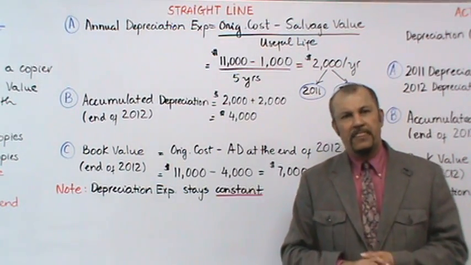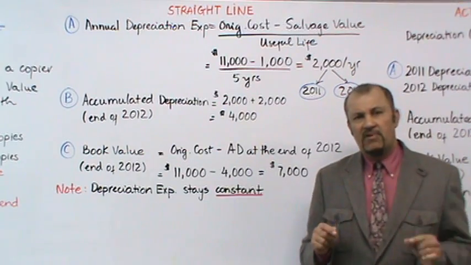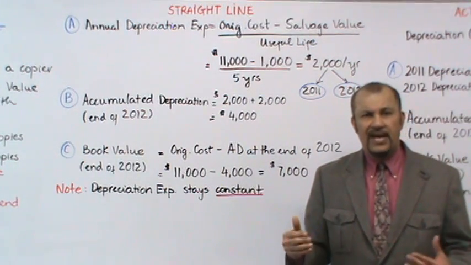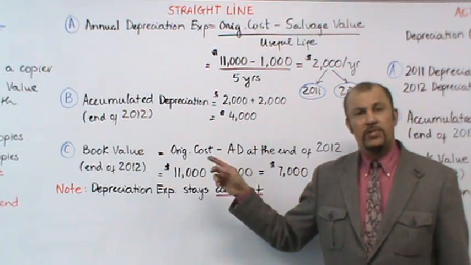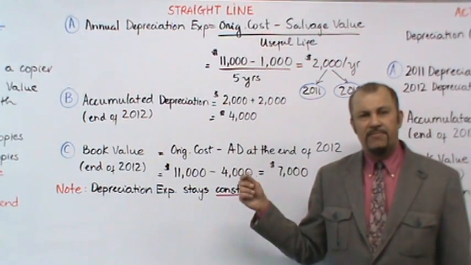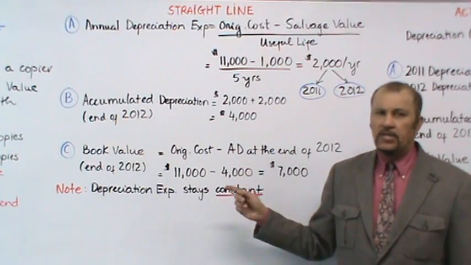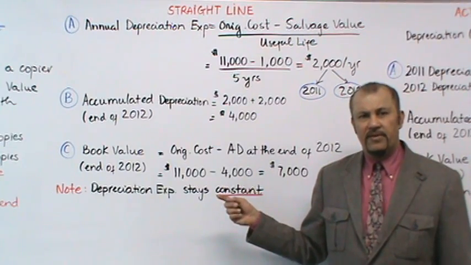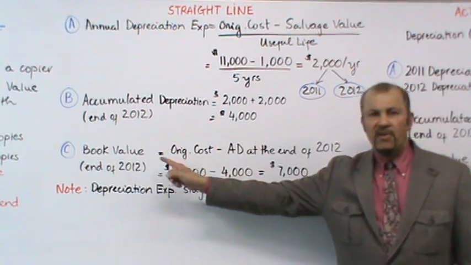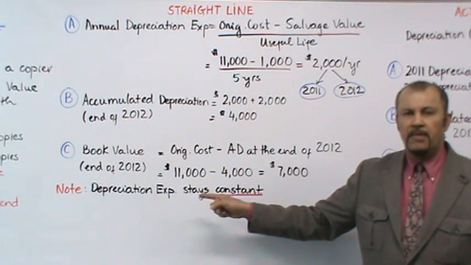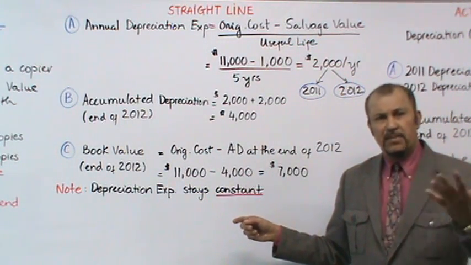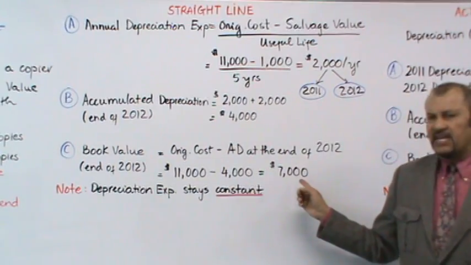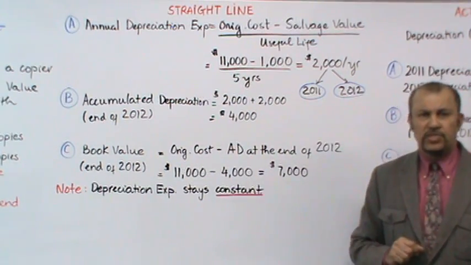Book value, plus the formula. The book value, again, has to have a time reference. So in this case, we want the book value at the end of 2012. So your book value at the end of 2012 will be the original cost minus the accumulated depreciation through the end of 2012. And note, we just finished calculating the accumulated depreciation through the end of 2012 in item B, which was 4,000. So your book value is your original cost of 11,000 minus your AD. I'm going to use AD for accumulated depreciation as a short form, okay? So 11,000 minus 4,000 AD gives you $7,000 of book value at the end of 2012.